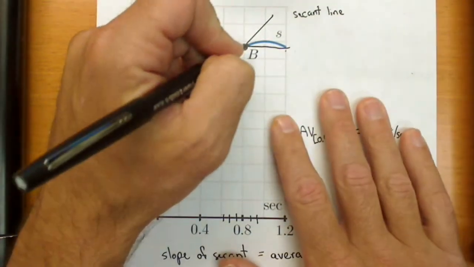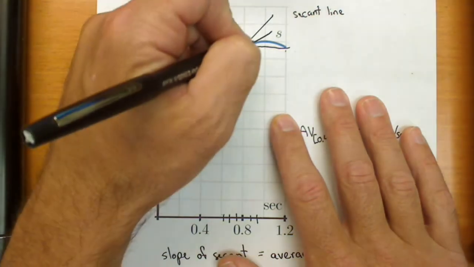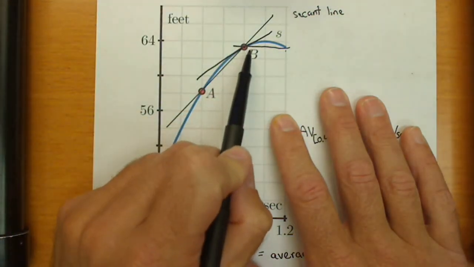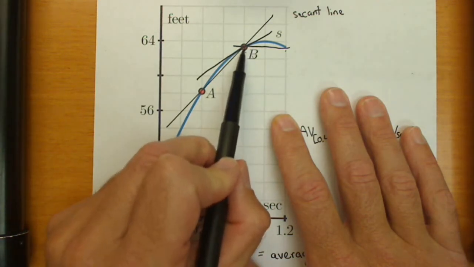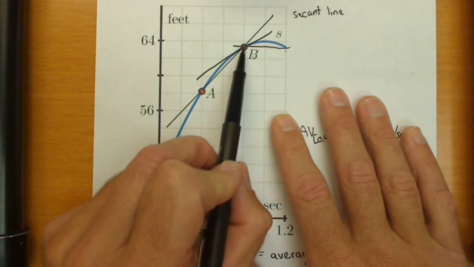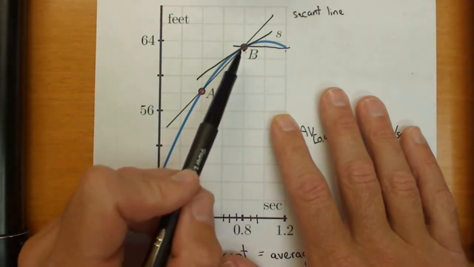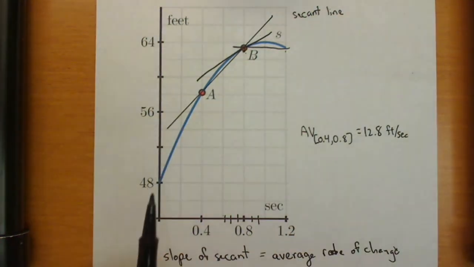So if we start drawing those lines in, we're getting closer and closer to the tangent line, which would only touch at 0.8. So what we're doing is we're using those average rates of change to see roughly what our rate of change would be at 0.8, which is called an instantaneous rate of change.